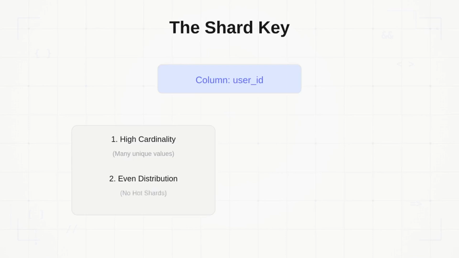A good shard key must satisfy two conditions: high cardinality and even distribution. Cardinality means there are many unique values. If you shard by country and 90% of your users are from the US, one shard will be overloaded while others sit idle. This is known as a hot shard. A poor shard key choice can actually make your performance worse than a single server because it creates localized bottlenecks that are difficult to resolve without migrating massive amounts of data.